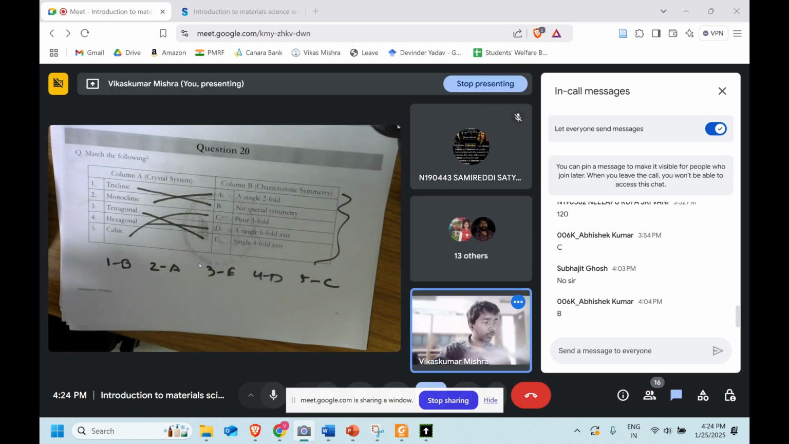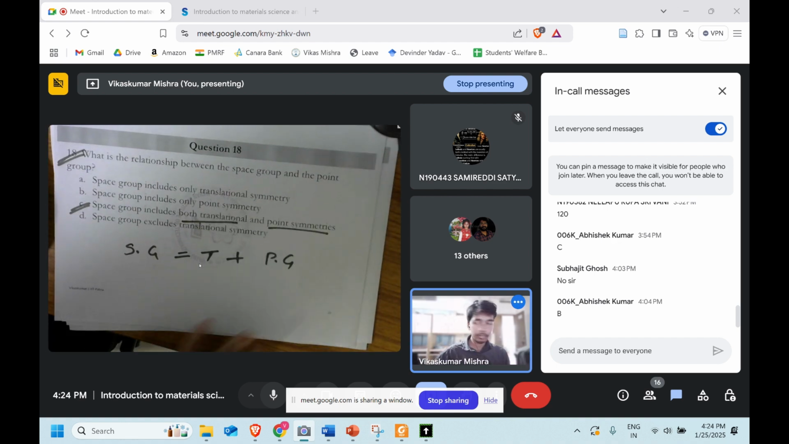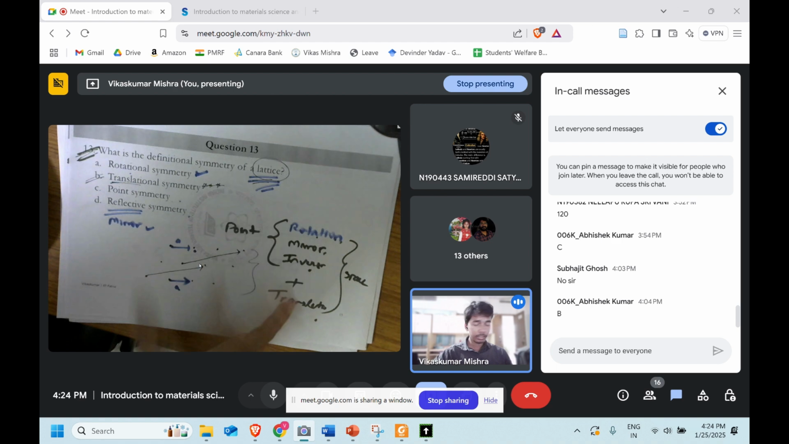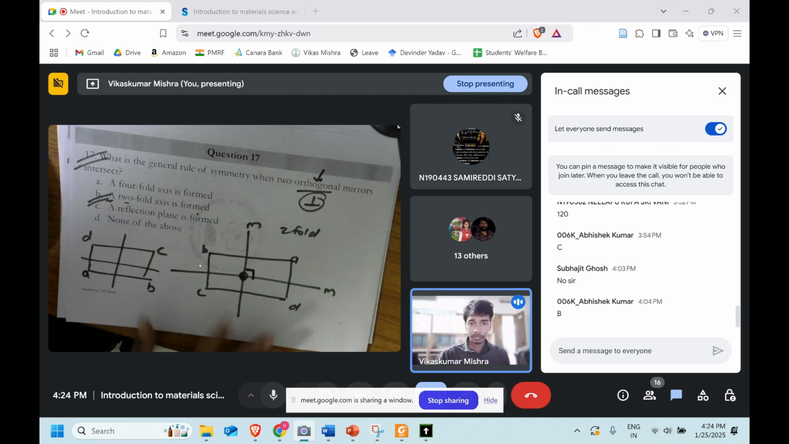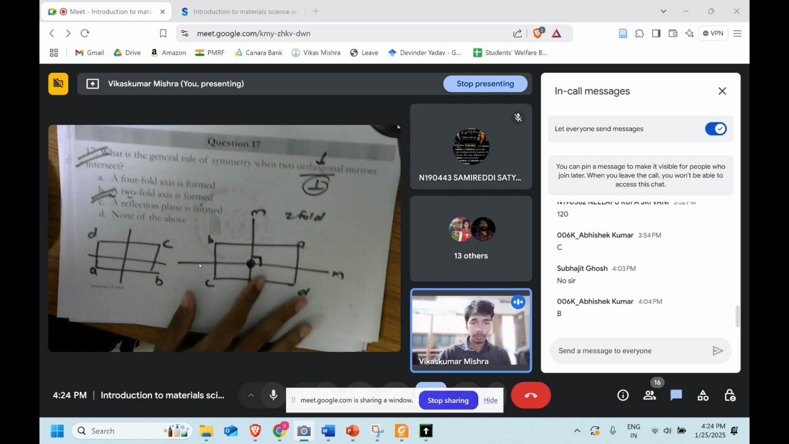Okay, perfect. So in question 19 we talk about the lattice symmetry. In question number 18 we talked about both the space group and the point group symmetry. Here we talked about the defining symmetry of the lattice, that is nothing but translation symmetry. In this particular question we got to know that if two mirrors intersect each other orthogonally, then they will form the twofold axis.